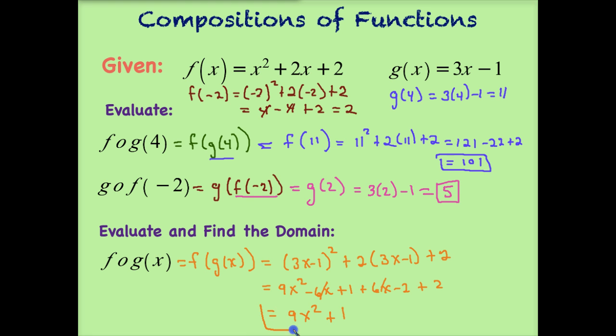All right, let's think about our domain for this one. Do we have any restrictions? And right now you should be saying no, and you would be correct. When we are composing functions, we always look at the domain from our inside function first. So if I look at 3x minus 1, that's a linear function. There are no domain restrictions. Then I look at my composed function, the entire thing, and that's a squared function. Again, no domain restrictions there. So our domain is negative infinity to positive infinity.